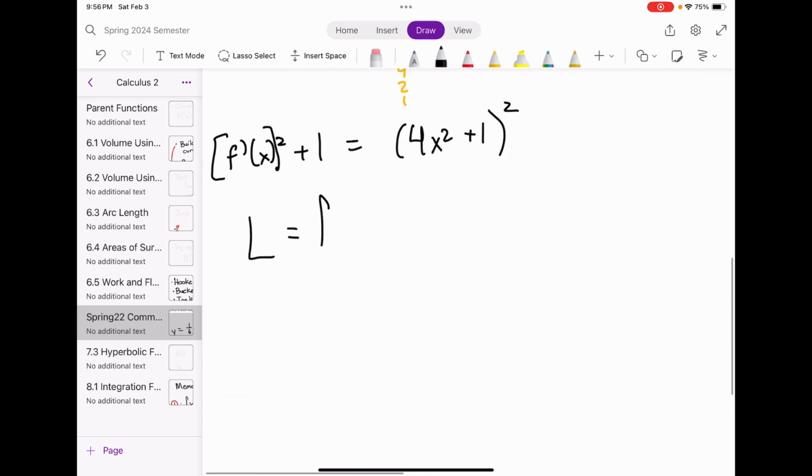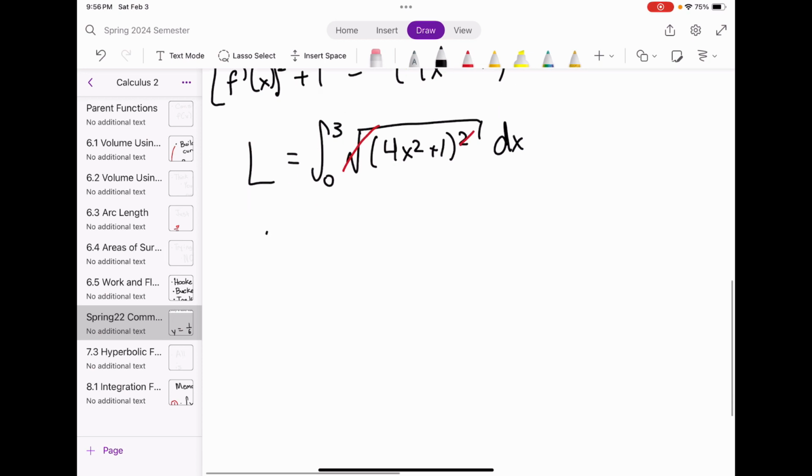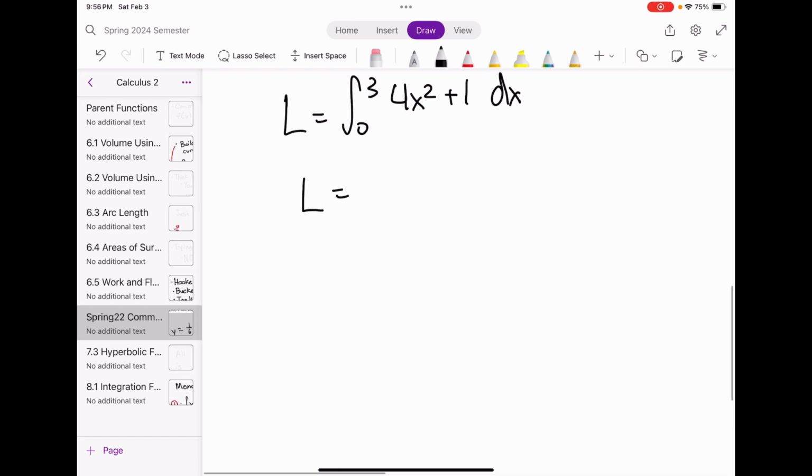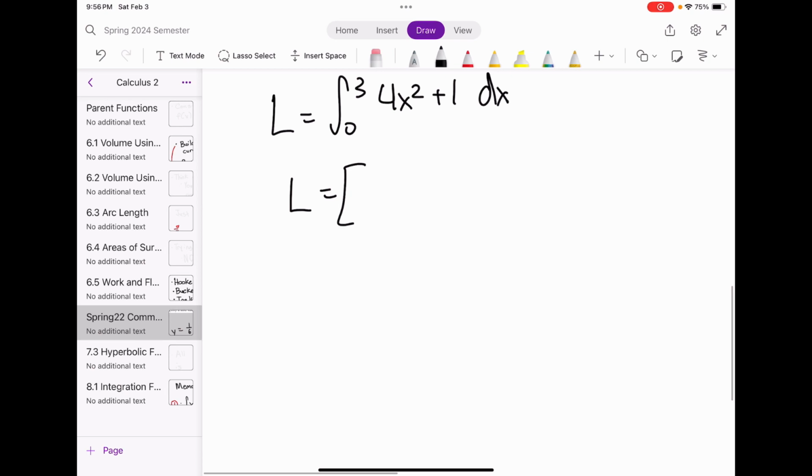So L is equal to the integral from, and I'll just put in 0 to 3, which is the domain they provided, of the square root of (4x squared plus 1) squared dx. That squared would go away with the square root. So L is equal to the integral from 0 to 3 of 4x squared plus 1 dx. And now I can just evaluate the integral. So this is 4x cubed over 3 plus x evaluated between 0 and 3.